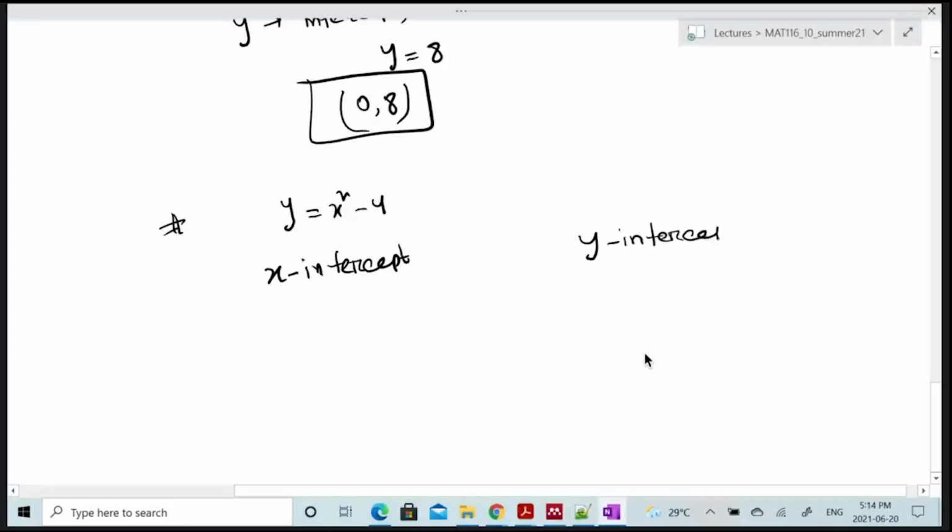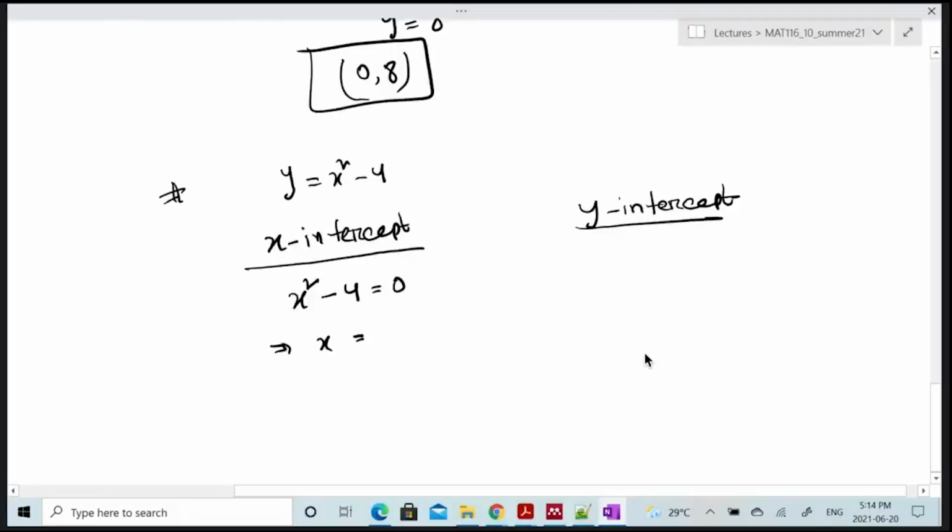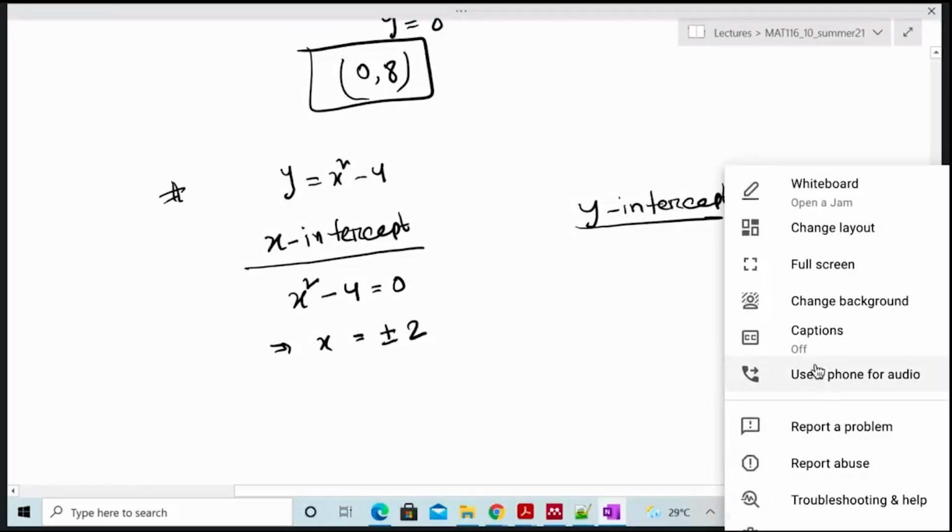2, minus 2. If I put y equal to 0, I'm gonna have x squared minus 4 equal to 0. So what should be x? 2, ma'am. 2, plus minus 2. Whenever we have a square and we do a square root, always use plus minus.